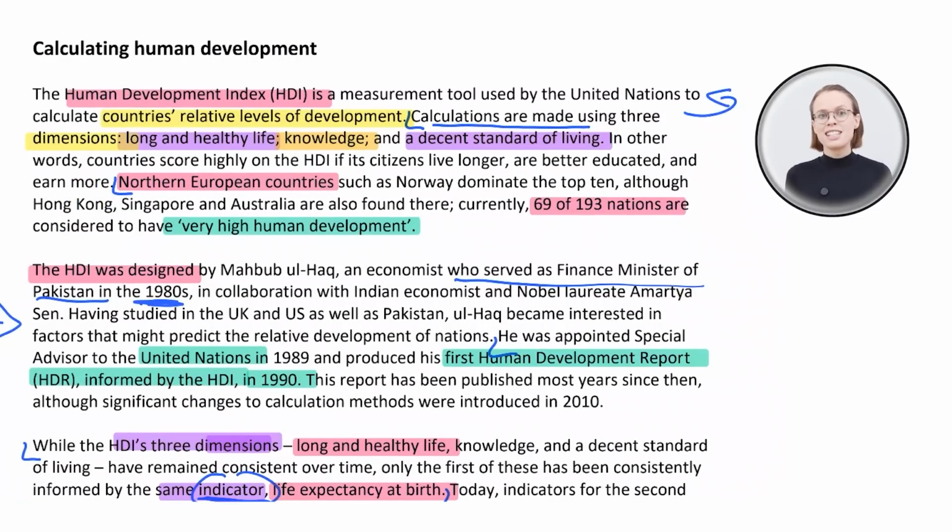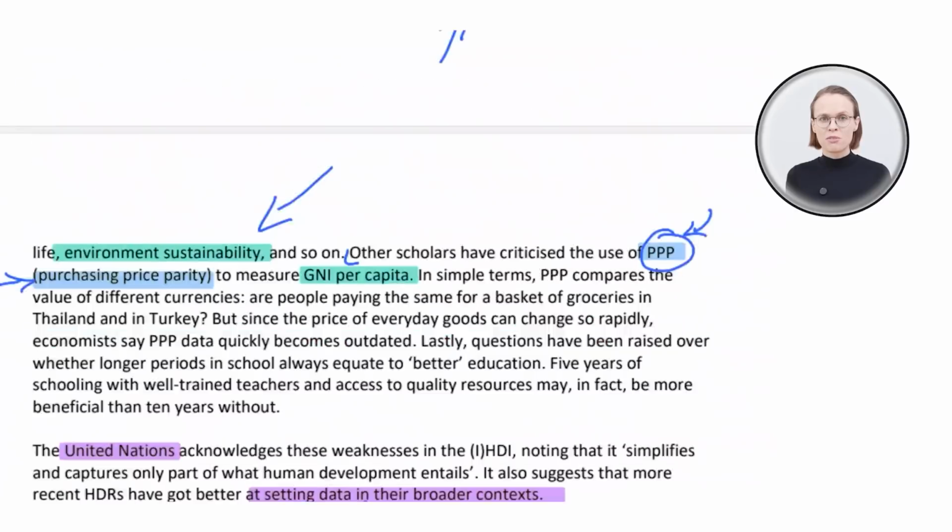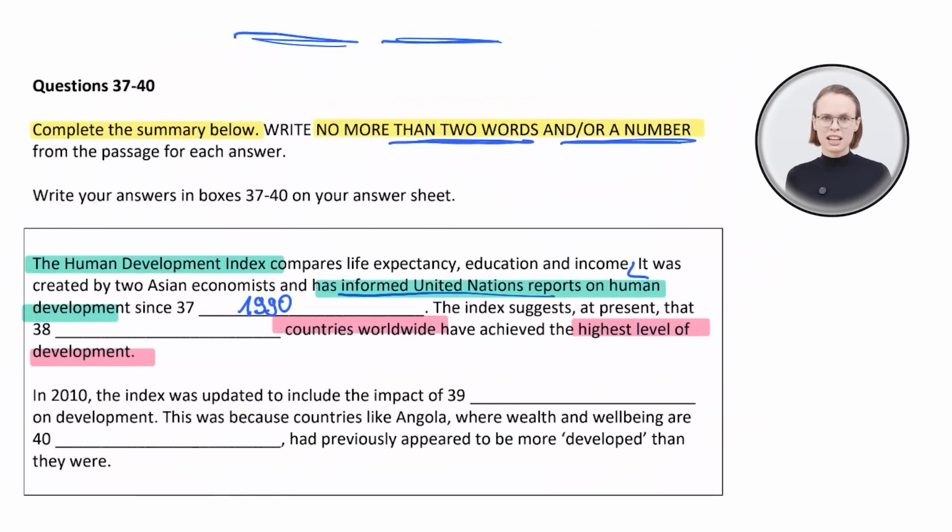Let's take a look at this sentence here. Here it says, Northern European countries dominate the top 10 and so on. We've already read that. And then it says, currently 69 of 193 nations are considered to have very high human development. So 69, this is the number we are looking for. We need to enter 69.